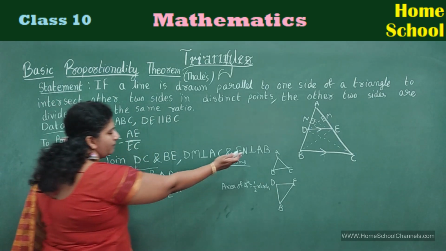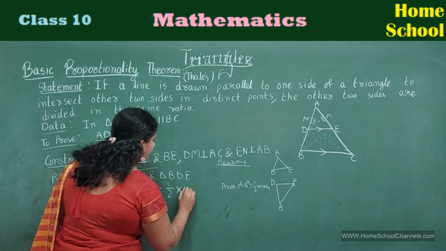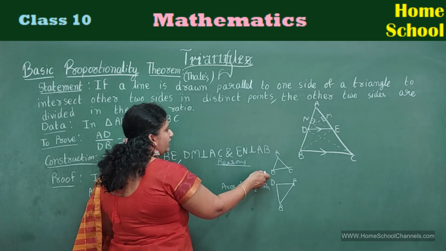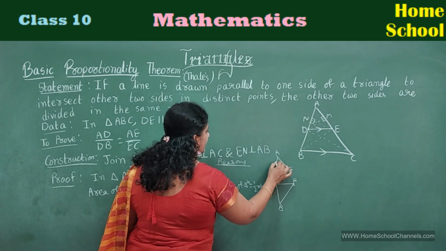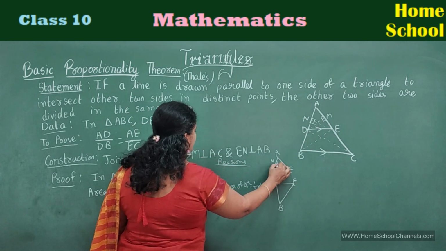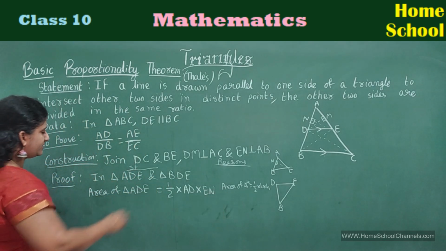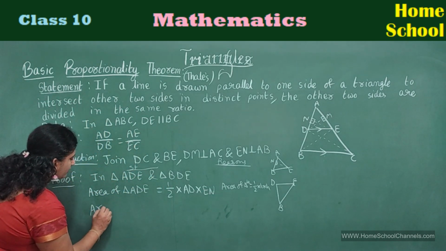Half into base. Let me consider AD and height. On this line, what height can you see? EN, right? So this one you write here. EN. Okay.